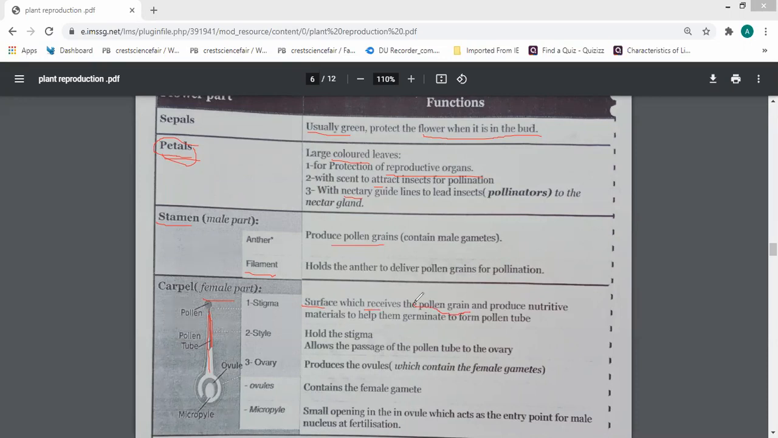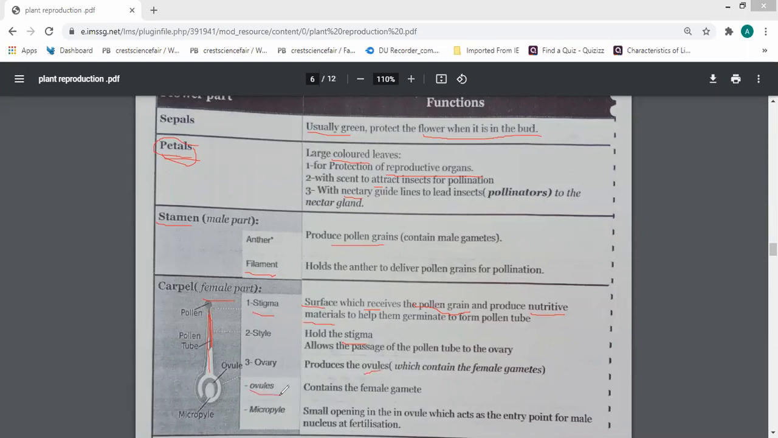and after receiving the pollen grains, the stigma will secrete and produce a sugary solution or nutritive materials which help the pollen grains to germinate the pollen tube. The style just holds the stigma and is considered the passage of the pollen tube from the stigma to the ovary, the swollen part or pulp part, which contains or produces ovules or eggs.